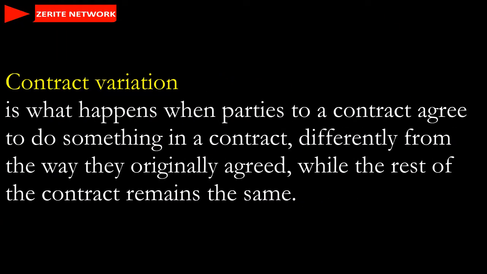We're going to start by understanding what contract variation is. Contract variation is what happens when parties to a contract agree to do something in a contract differently from what they originally agreed, while the rest of the contract remains the same. Here are some of the things that you need to factor in.